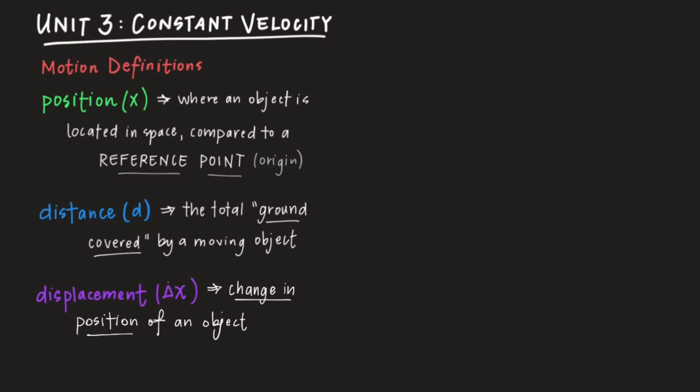So that delta symbol represents the change. So the change in x, or the change in position, right? Position is x. So that's what displacement is.